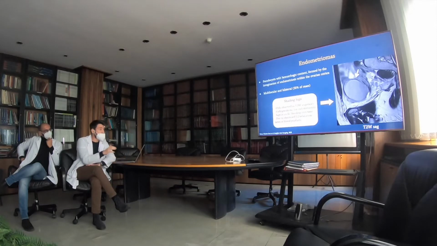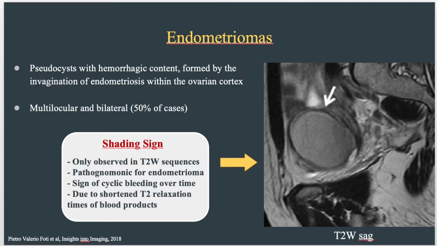The endometriomas are cysts with a hemorrhagic content linked to a focus of endometriosis that grows on the cortex of the ovaries, and then with the cyclical inflammation it digs into the parenchyma, and the parenchyma becomes the wall of these lesions. They are multifocal and bilateral in 50% of cases.